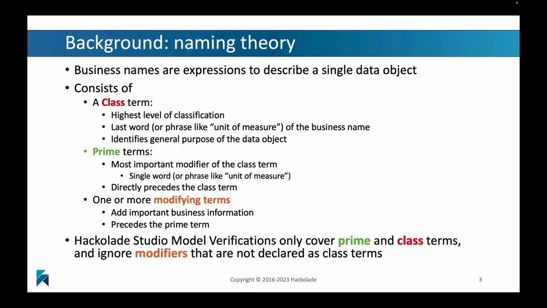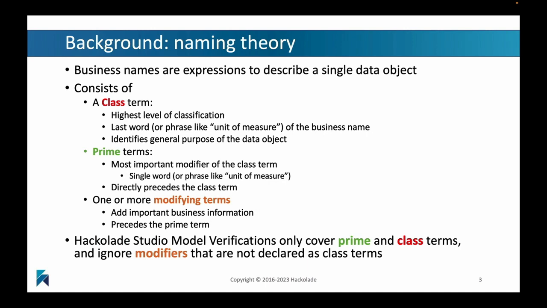So first of all, for the business names that we are going to be verifying here, we should understand that these are actually expressions that are describing a single data object. And every one of these expressions is going to consist of a number of different terms that can be categorized in three different categories. The first category is what we call a class term. This is the highest level of classification where we basically put the different expressions that we find in a data object into a particular class. So typically this would be the last word of the business name. But it might also be a phrase.